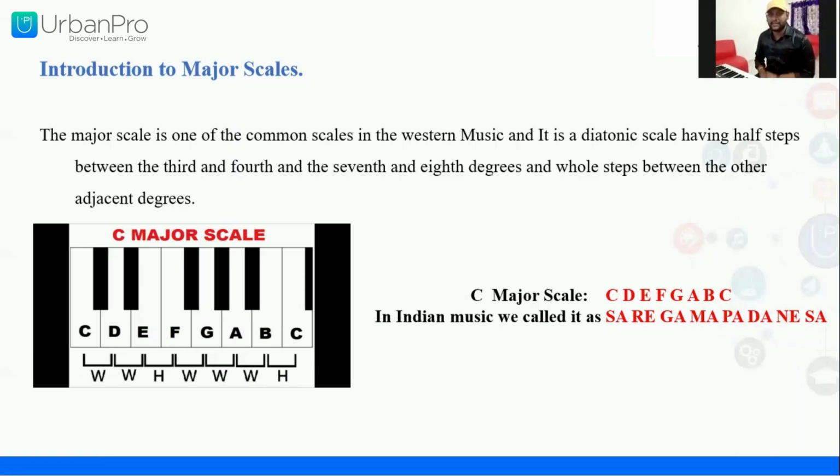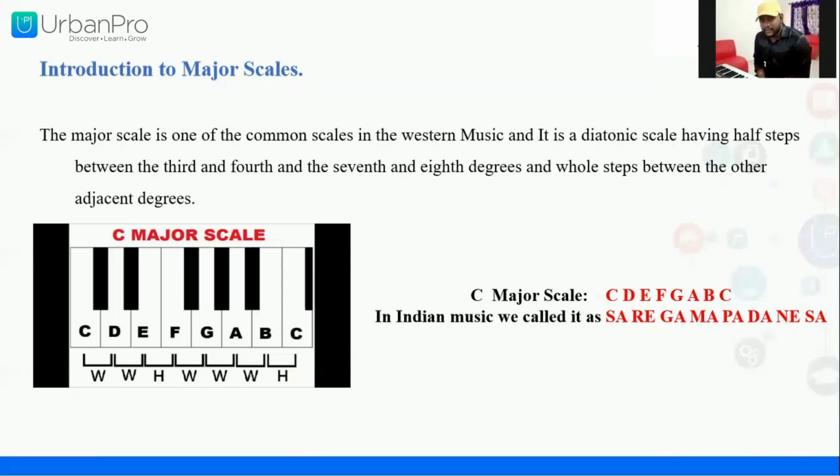The C major scale means, if you see on the right side, it is C, D, E, F, G, A, B, C. So if we play this, it will be like this. So this is a major scale. If you play forward and reverse, it sounds like that.